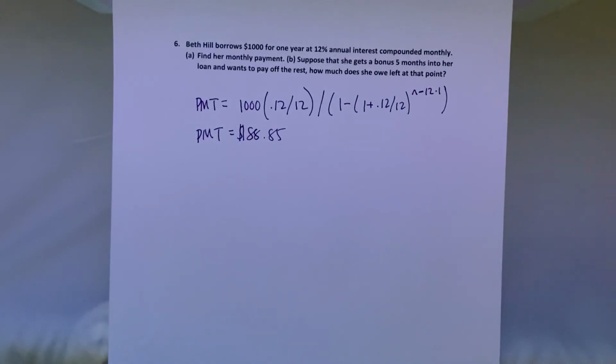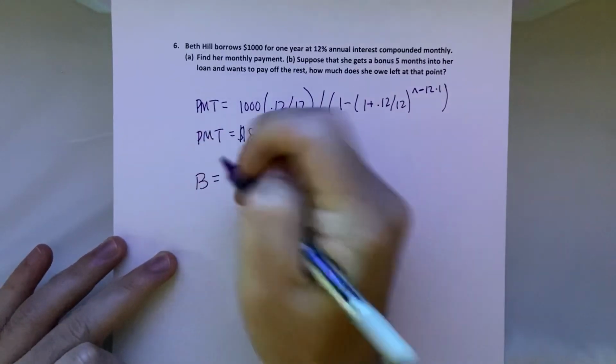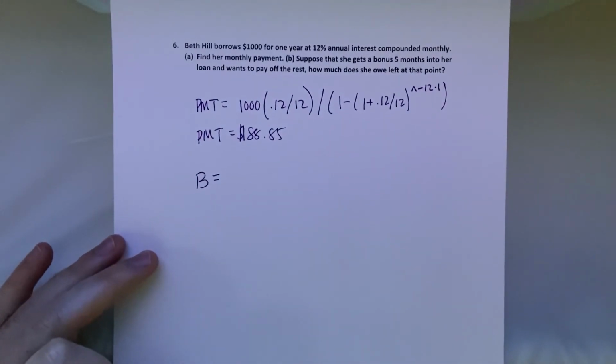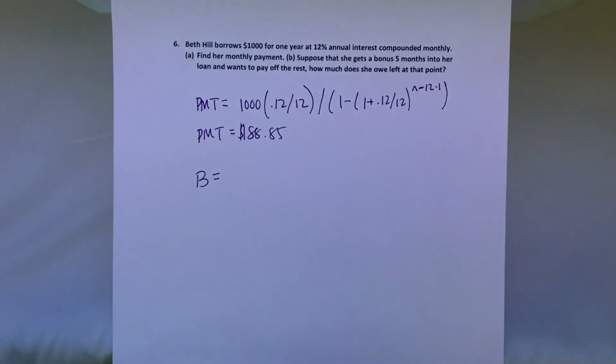Suppose she gets a bonus 5 months into her loan and wants to pay off the rest. How much does she still owe? So she's already made 5 payments. Her remaining balance equation is that one from before, or with the X on the previous page.